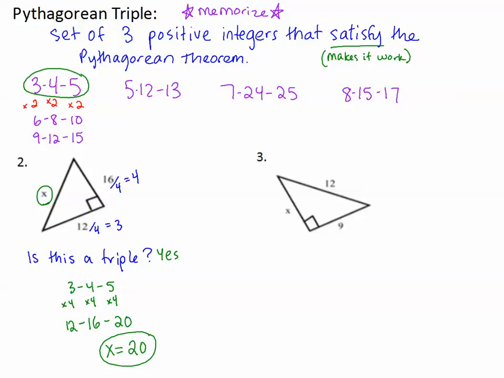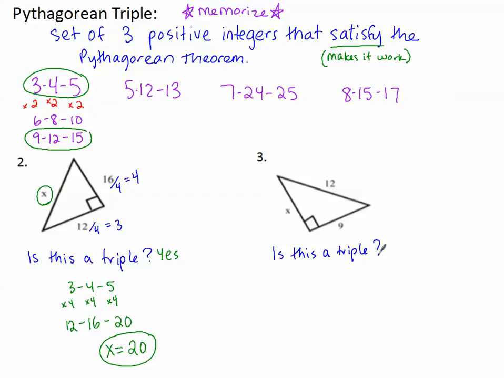Now looking at the next one, 9 and 12 are two of the numbers. So I might say, oh yeah, there's 9, 12, 15. So my first question, notice to myself, is this a triple?